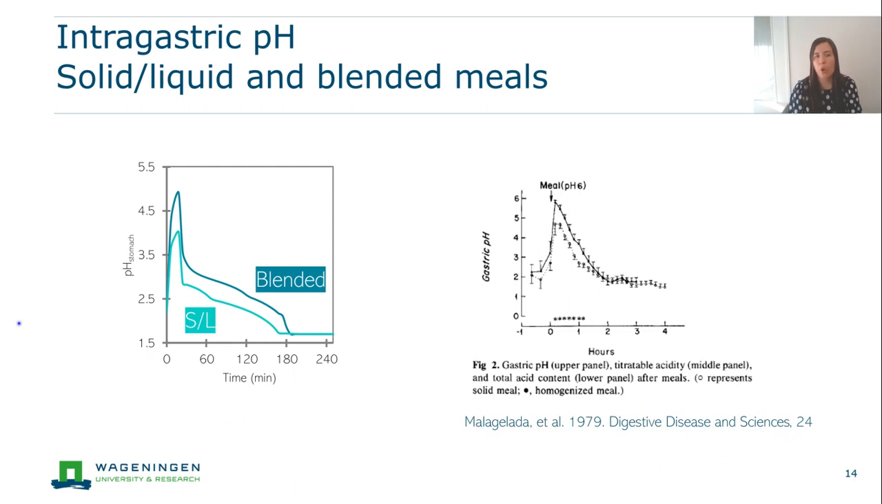Nevertheless, this was also studied in 79, in a study which also compared a homogenized meal to a solid-liquid meal. The one on top is the homogenized meal. And they show that the pH of the homogenized meal remains always slightly higher than the solid meal. This is also what we observe from our simulation.